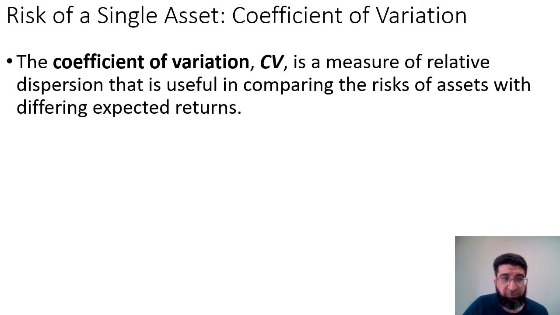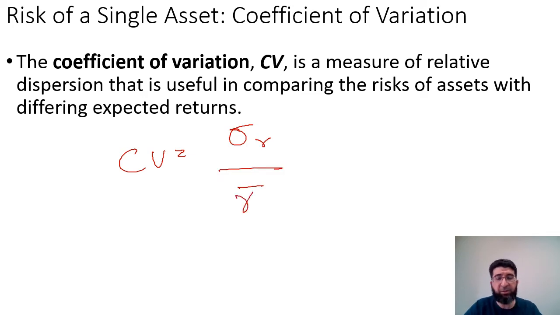Now, what is the coefficient of variation that we saw in the table? The coefficient of variation is basically the standard deviation of return relative to the average return. It's a measure to compare different investments. For instance, if the CV, the coefficient of variation, is higher, this means the investment is risky.